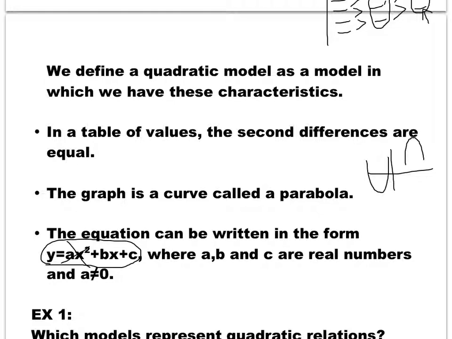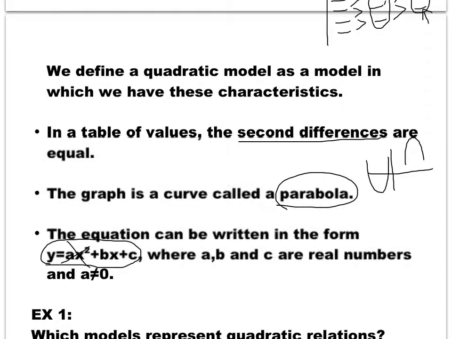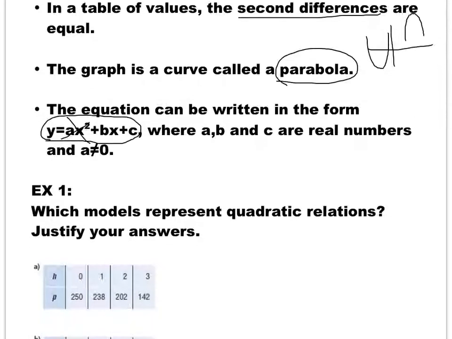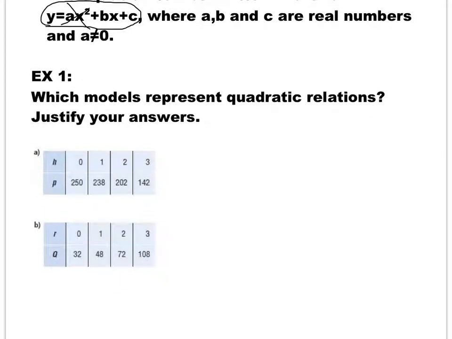Again, in a table of values, the second differences are equal. If you plot the graph of x and y, you get what we call a parabola. And the equation can be written as ax squared plus bx plus c. Now we are going to go ahead and start doing a couple of examples. The first example is asking us to show which one of these tables of values represents a quadratic relationship.